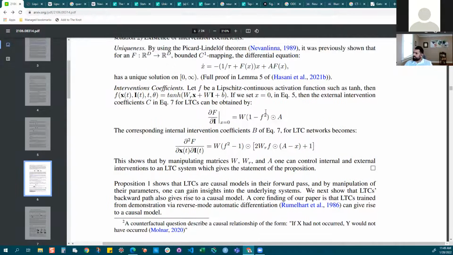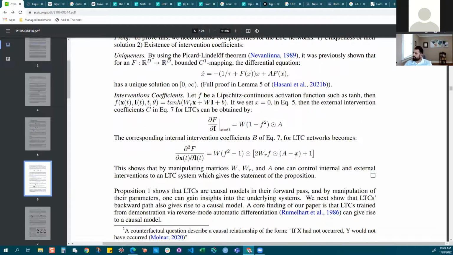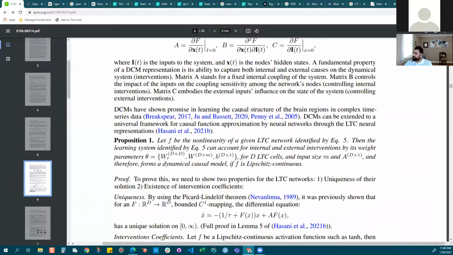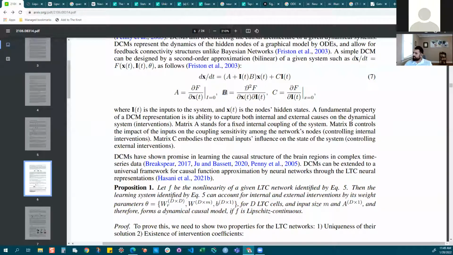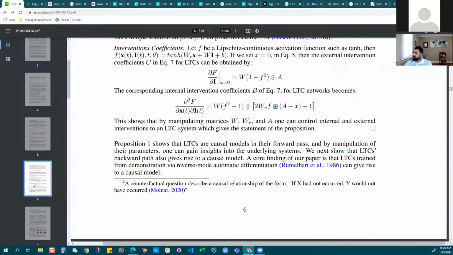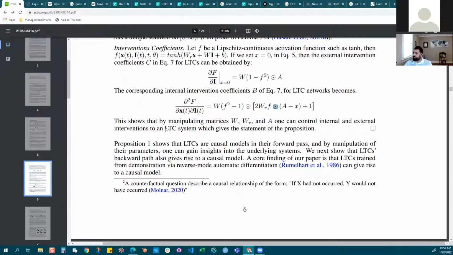And what they did was recalculate equation 7 using what they got here in order to calculate the whole derivative in matrix B, which is the derivative of f with respect to x and also the function I. And they do that based on what they got up here. And they say this shows that by manipulating matrices W and WR, which are the weights for I and X, and A, one can control internal and external interventions to an LTC system.